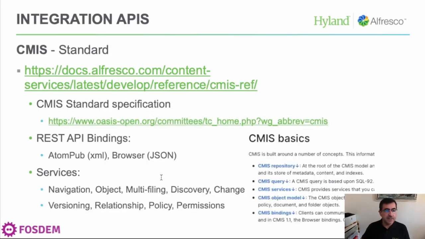If we move to the CMIS, that is a standard developed by Oasis, so you have all the specification at this point. Alfresco is supporting like 90% of the standard, so we have a wide coverage of the standard. And in this case, we are working with REST API bindings that can be in XML or in JSON, so browser or AtomPub. And we have also some kind of services and navigation, object, multi-filing, discovery, versioning, relationship. So we are able also to interact with the repository by using this CMIS standard that have clients for many different technologies. So Java, obviously, Python, and many different technologies that you can use.